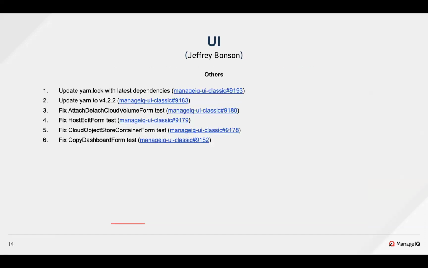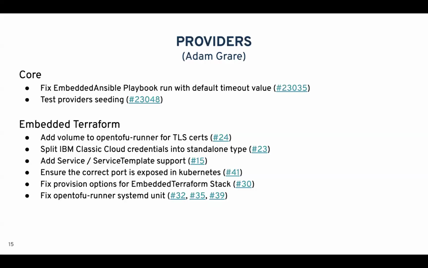For the other PRs, Jason updated the Yarn version to 4.2.2 and updated the yarn.lock with latest dependencies. We also fixed a few React.js test cases warning related to the components like attach, detach cloud volume form, host edit form, cloud object store container form, and copy dashboard form. That's all from the UI side. Over to Adam for providers.